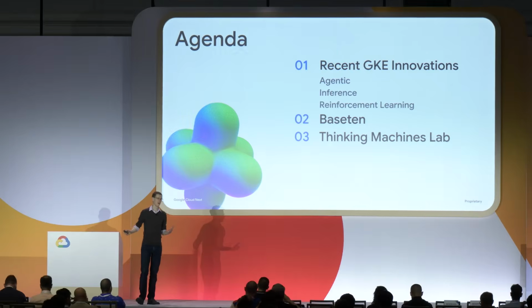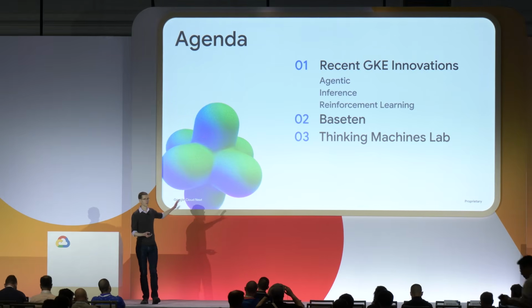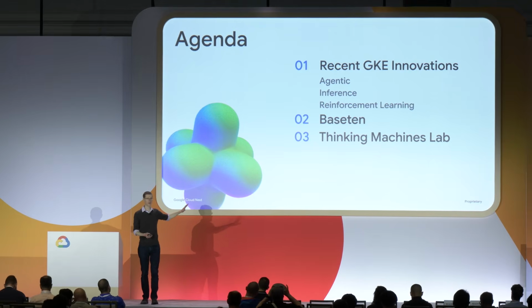And we've seen an incredible growth as a result in the use of GKE for agentic workloads. In particular, sandboxes are a really core primitive for agentic workloads. We've seen a 4x year-over-year growth in the use of sandboxes on GKE. And we've similarly seen more than a 4x year-over-year growth in the use of GKE for inference workloads. So dramatic growth in inference, in agentic, in reinforcement learning. And that's really going to form the basis of this time together today.